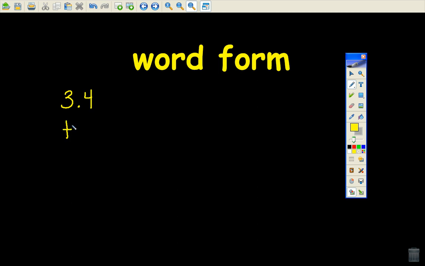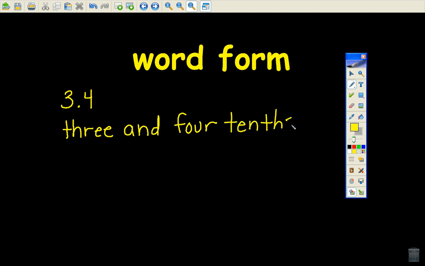You would write down 3, decimal represents and. I see the number 4, and what place is that 4 in? It's in the tenths place, so this is how I would write it in word form. 3 and 4/10. Same way I say it. Try this next one. Go ahead and pause me and practice this.